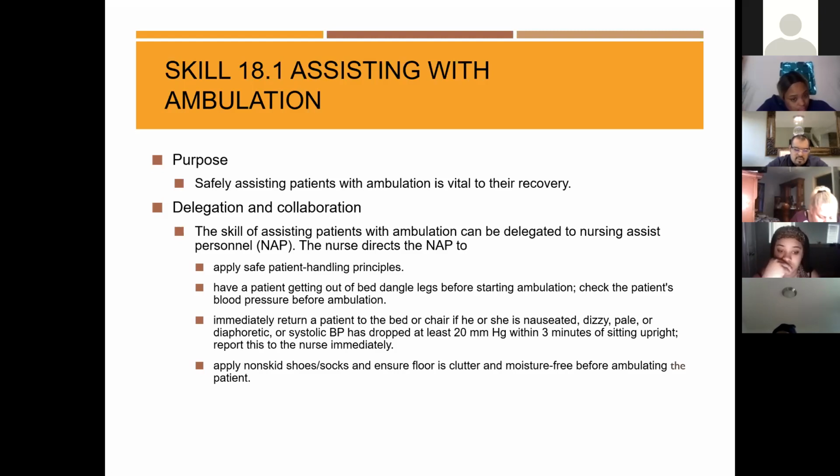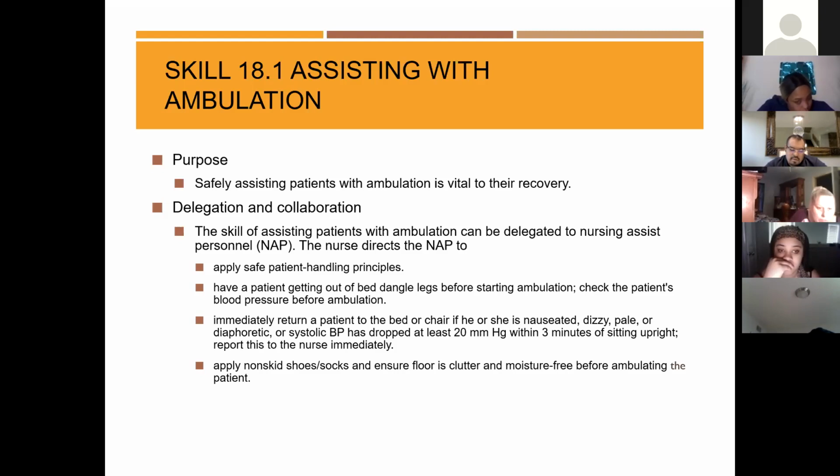Let your CNAs or your nursing assistive personnel know if your patient feels nauseated, if they get dizzy or pale, if they start to sweat, or if their systolic BP has dropped at least 20 millimeters of mercury within 3 minutes of sitting upright. They need to report it to the nurse immediately, and that patient does not need to be ambulated, okay?